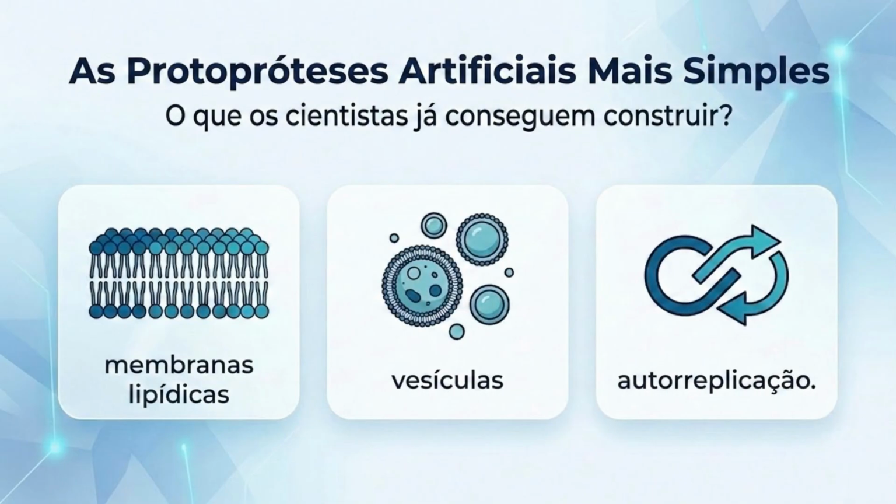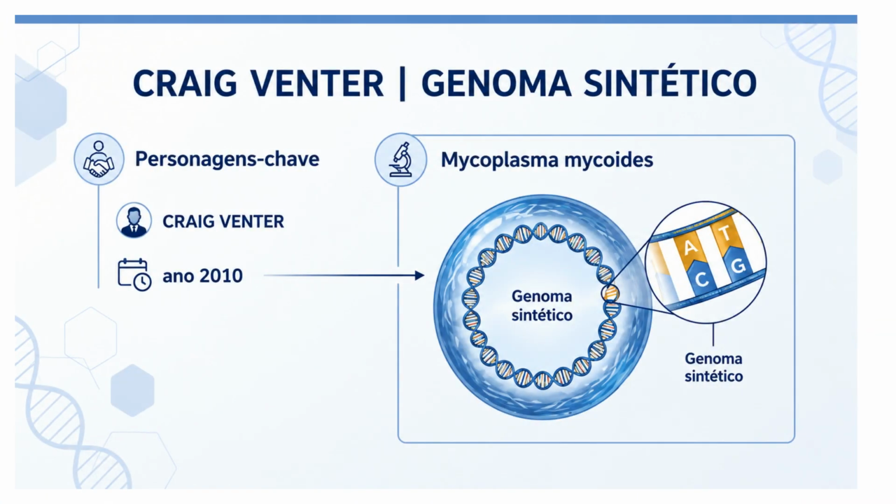So what can scientists construct today? We have made progress in creating simple synthetic structures, such as lipid membranes, vesicles, and early components capable of self-replication. In 2010, Craig Venter and his team achieved a milestone by successfully creating a synthetic genome based on the bacterium Mycoplasma mycoides, marking a significant step in synthetic genomics.